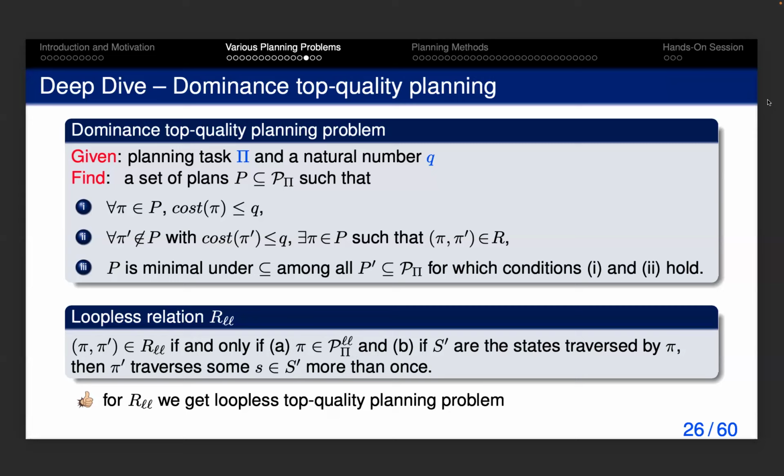Good on time. We were expecting more questions, so think of some.